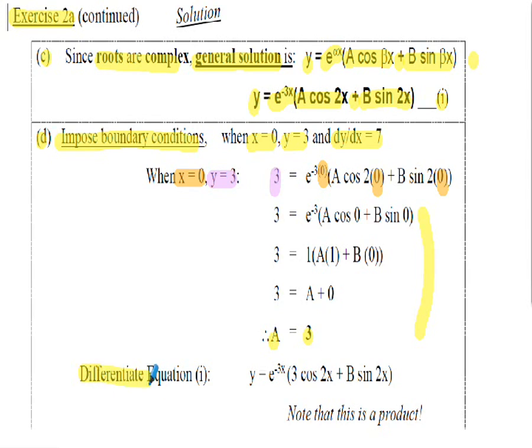Now we need to differentiate equation 1 above, but we need to be careful because again this is a product. We have a function of x, the e to the negative 3x, and that's multiplied by functions of x. The 3 cos 2x is a function of x, so there's a product here, and also the e to the negative 3x multiplied by the b sine 2x is again a product.